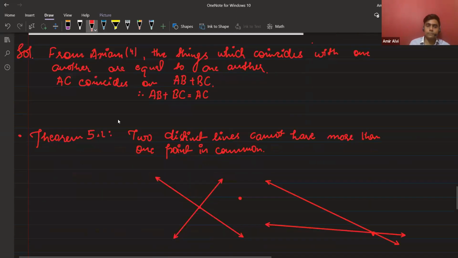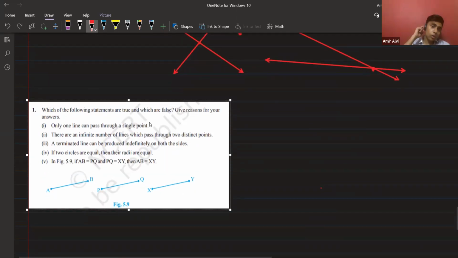First one is: is it true or false? Axiom 5: a line can pass through its mark.